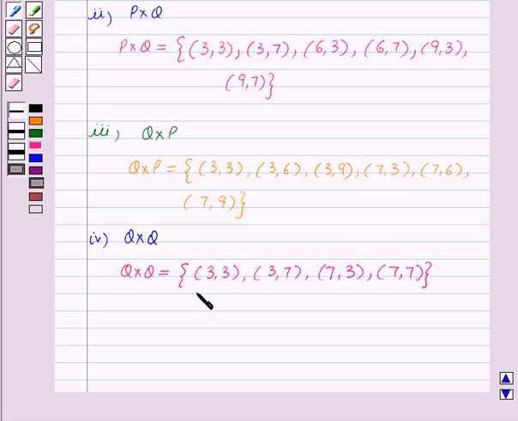As done above, we have first fixed each element of the set Q individually and paired it with the elements of the second set, which is Q in this case. So we get Q cross Q as this set, which is our answer for the fourth part.